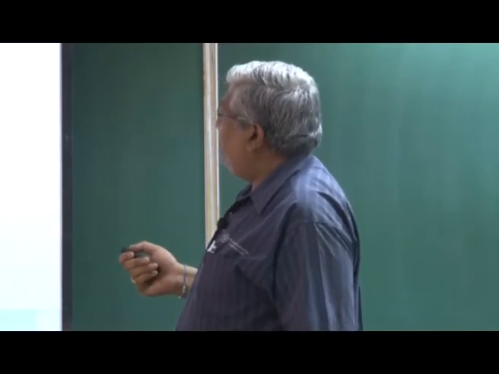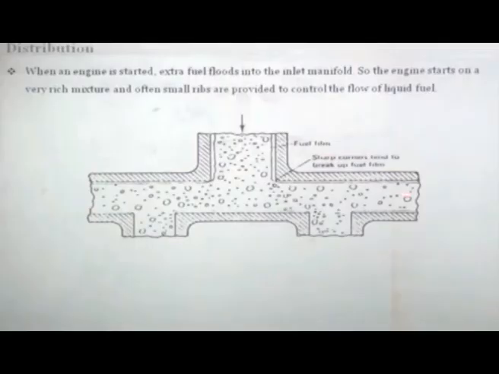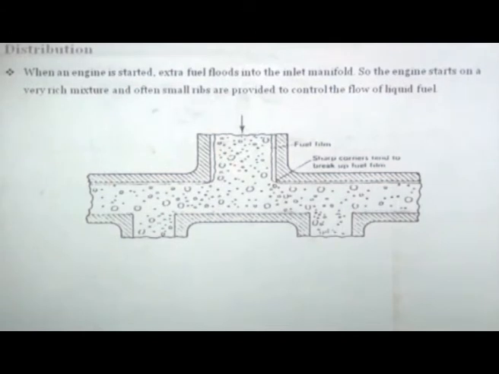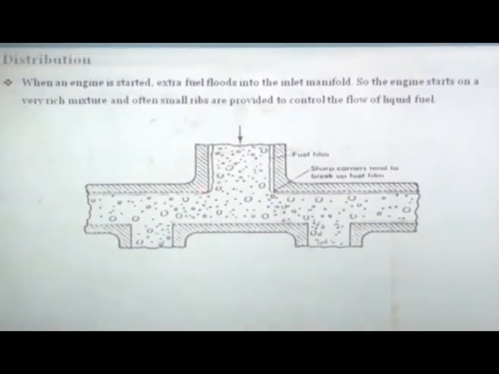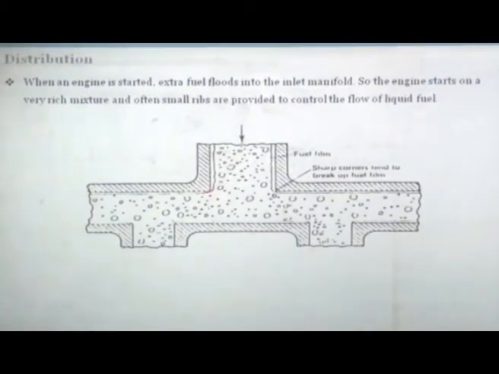So, often you provide small ribs to control the flow of liquid film. You do not want the liquid to be flowing through the walls, it should separate and it should get resuspended into the air stream. So, what you do is you provide either some ridges, so the fuel can really jump and again re-entrain itself into the flowing air, or you provide sharp corners.